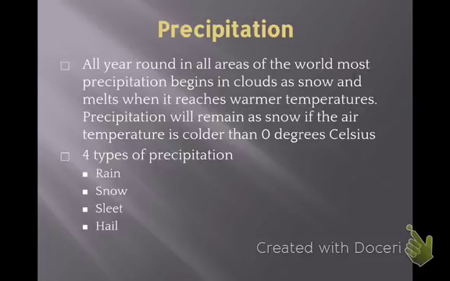And last but not least, we have 4 types of precipitation. All year round in all areas of the world, most precipitation begins in clouds as snow and melts when it reaches warmer temperatures. Precipitation will remain as snow if the air temperature is colder than 0 degrees Celsius. And we have 4 types: rain, snow, sleet, and hail.